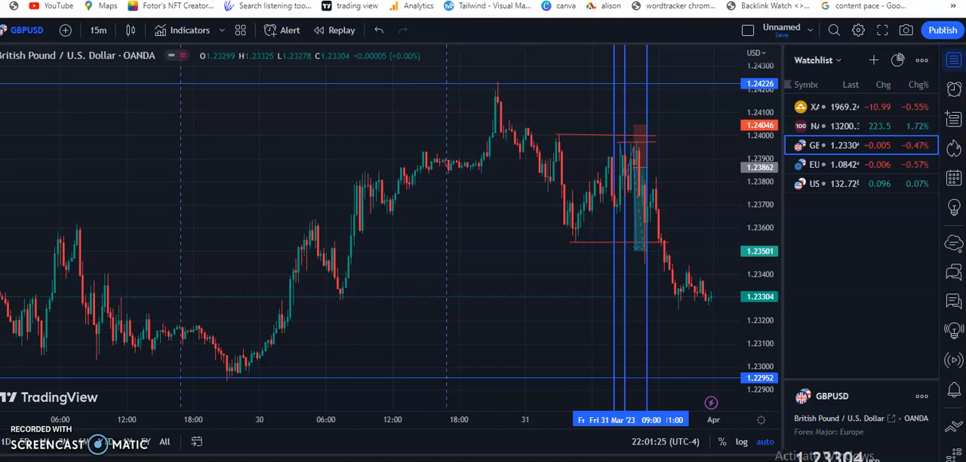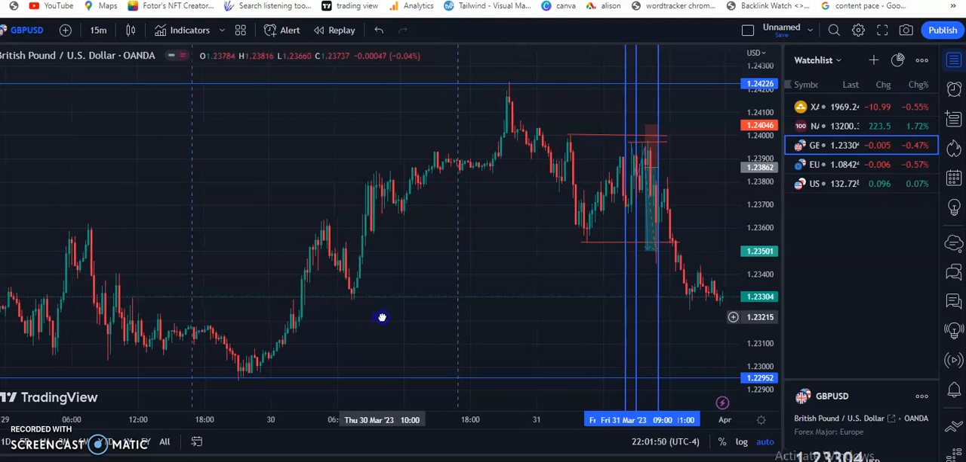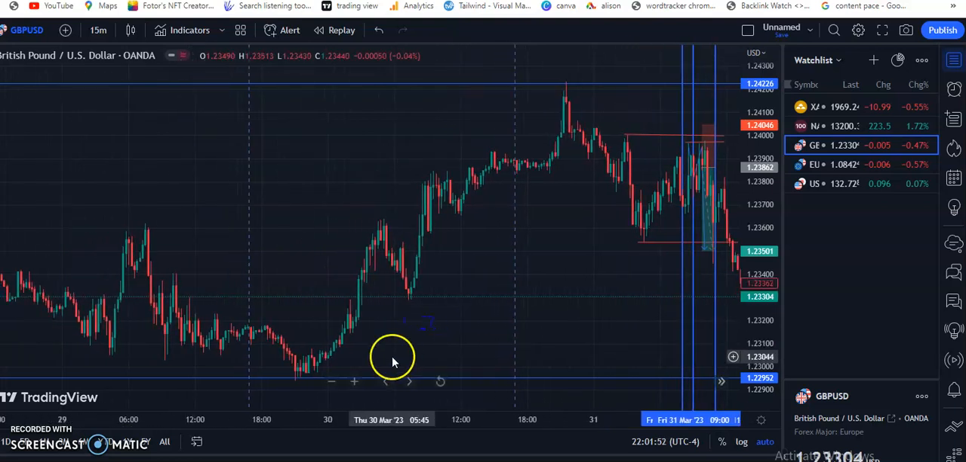Today, I am going to look at a trade that formed on the pound dollar, because gold and Nasdaq never gave me any good setup, so I decided to fish around, see what other instruments are doing, and I saw a very interesting thing happening with the Great Britain pound.